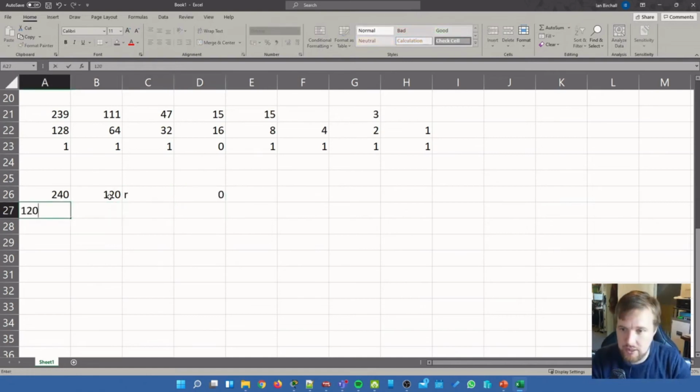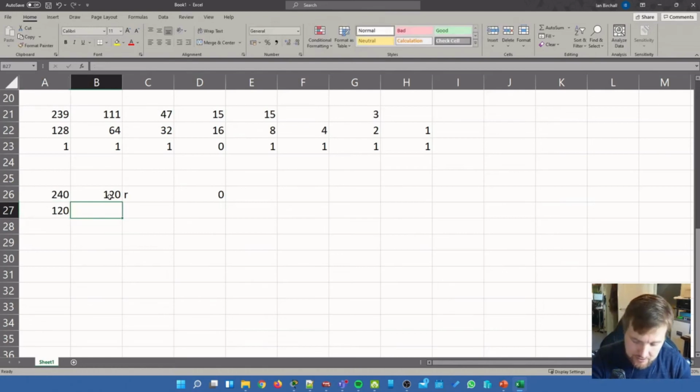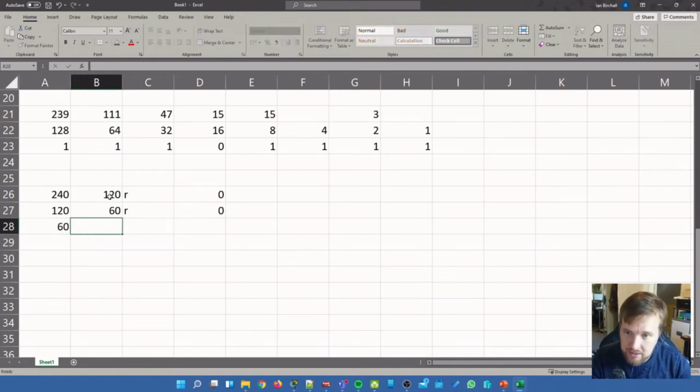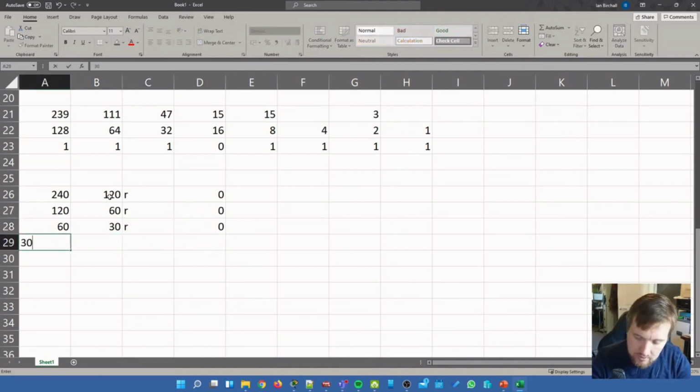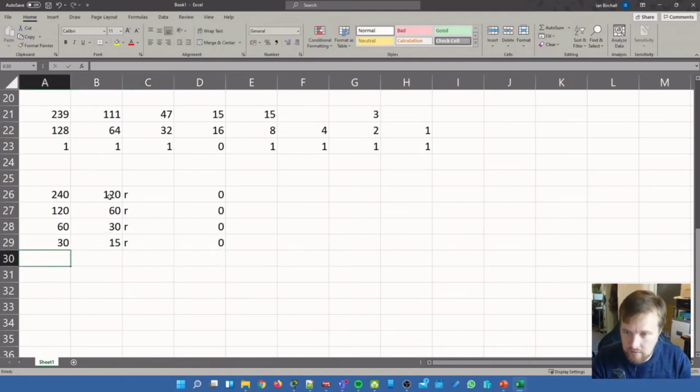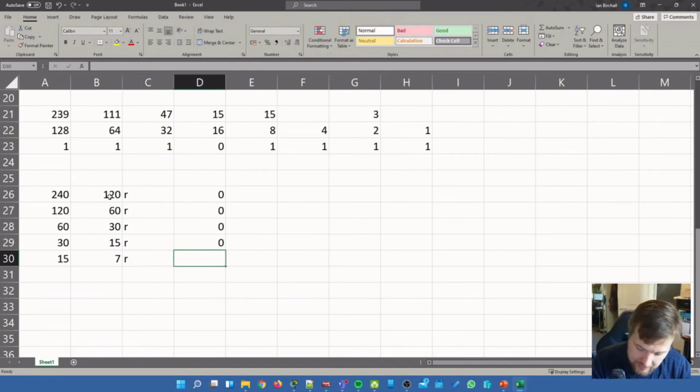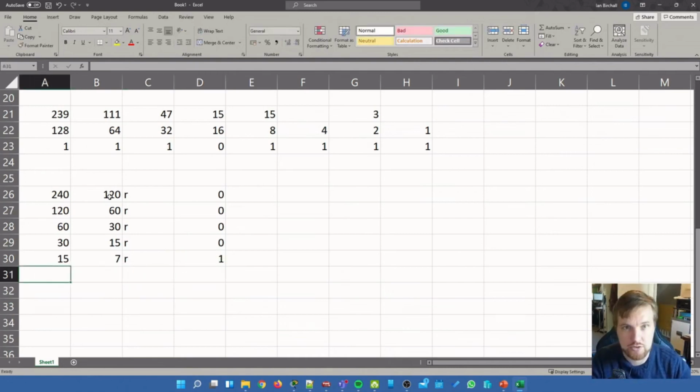So then I'm going to take 120 and divide that by 2. So 120 divided by 2 is 60 with a remainder of 0. 60 divided by 2 is going to be 30 with a remainder of 0. 30 divided by 2 is 15 with a remainder of 0. 15 divided by 2 is technically 7 with a remainder of 1, because 7 and 7 equals 14, plus 1 equals 15, so that's our remainder of 1 there. Okay, so 1 remaining, no fractions.